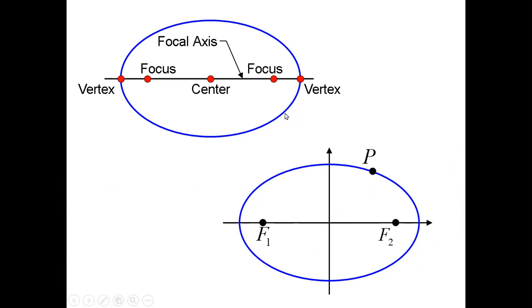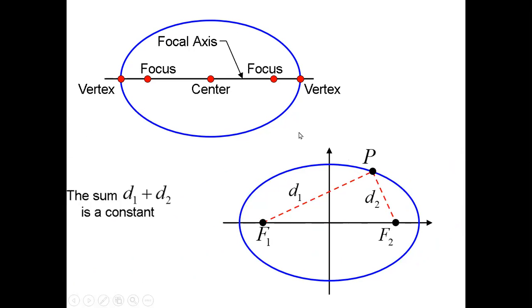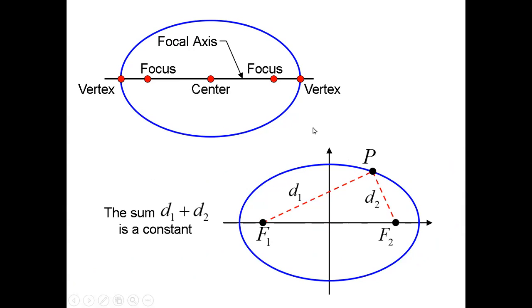So in this graph, we have point P, point F2, and point F1. By definition, the sum of D1 and D2 is a constant, which means this distance here from F1 to P, that's D sub 1, and the distance from P to F sub 2, labeled as D sub 2, the sum of these distances is a constant.